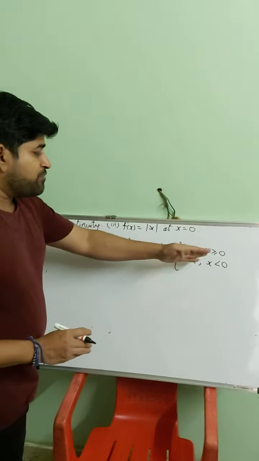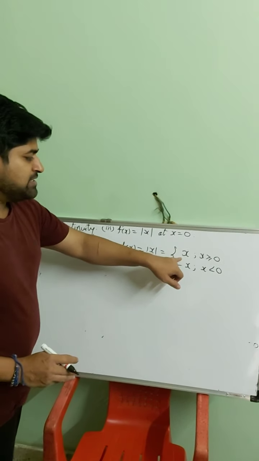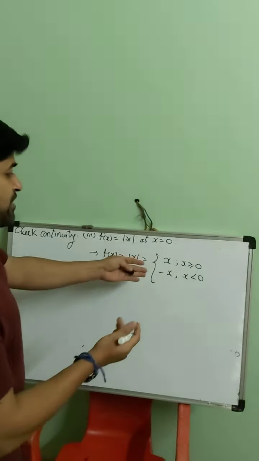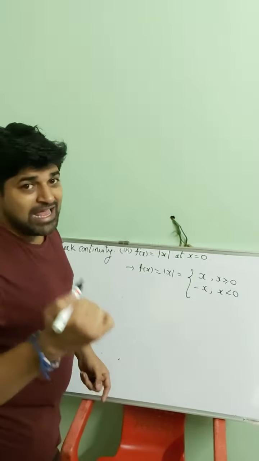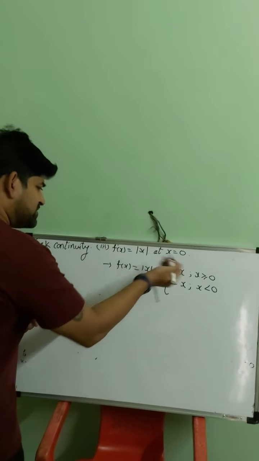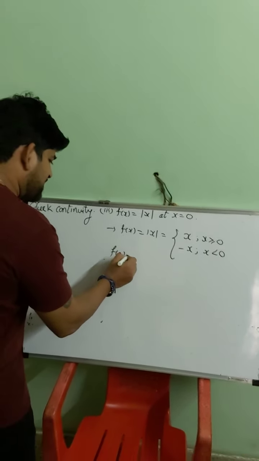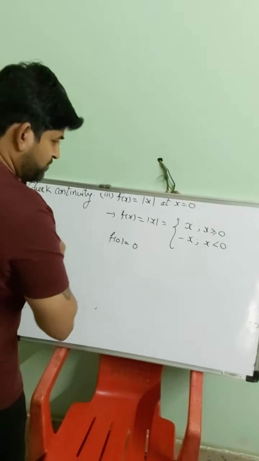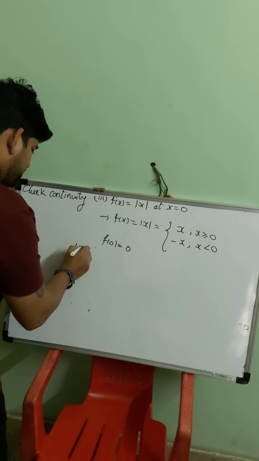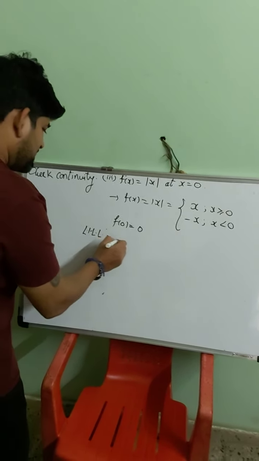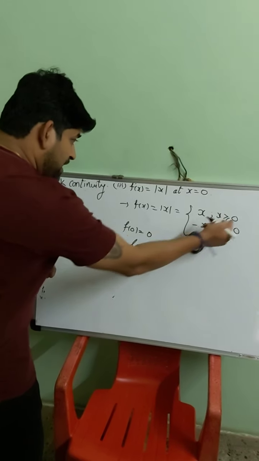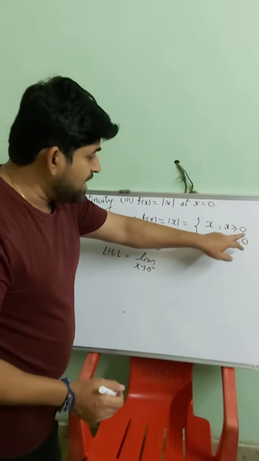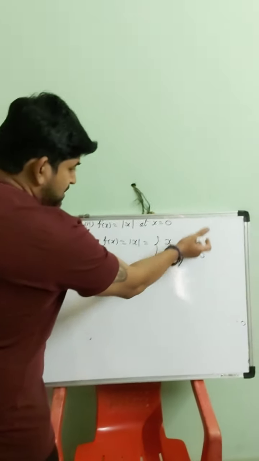So for positive values it is defined in this way, and for negative values it is defined in this way. So when it is defined in a different way around 0, then I have to take LHL and RHL. Okay, so first of all I will find out f of 0. My first step is f of 0. F of 0, x equals 0, so it will be 0. Okay, now LHL, that is left hand limit: limit x tends to 0 minus. We have to find at 0 only, and it is defined in a different way at 0 only.